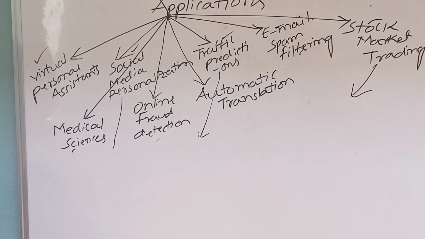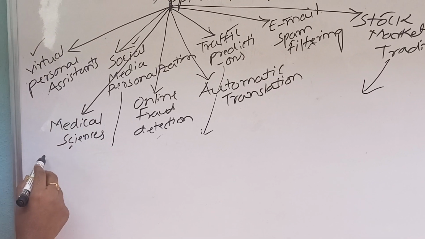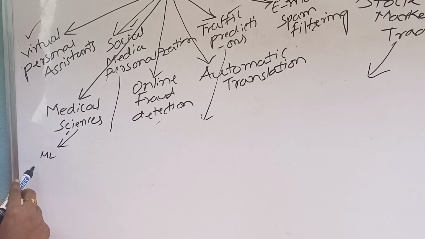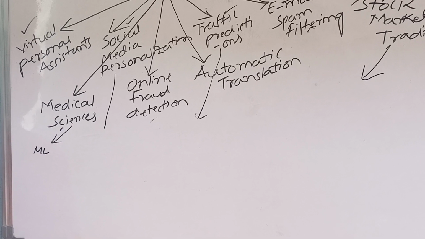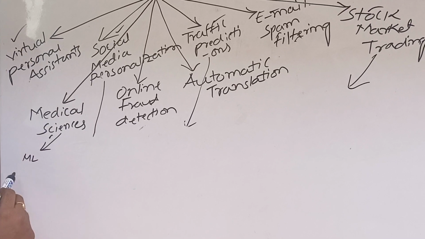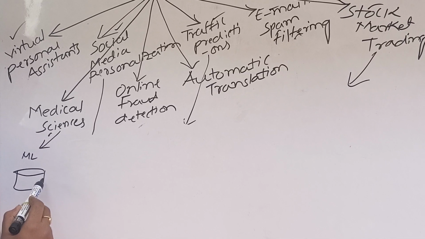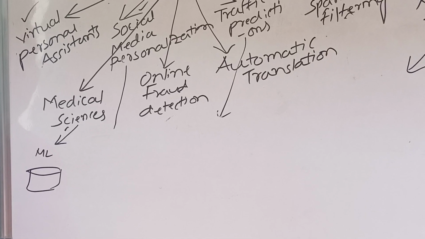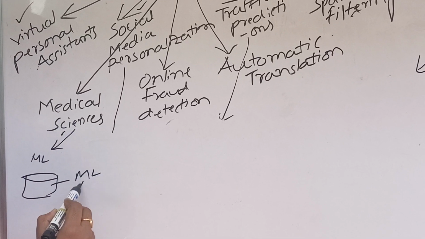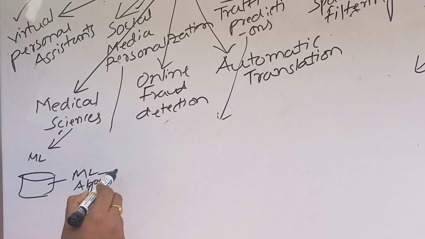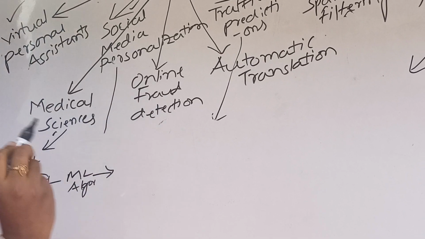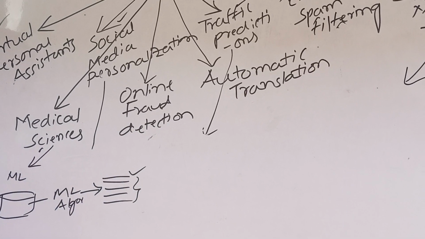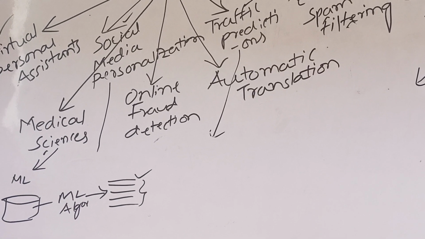Medical sciences. Machine learning is very useful in medical sciences because thousands and thousands of lakhs of patients' data are stored in hospital databases. A single human being cannot analyze this data. So by using a machine learning algorithm, it gives some features so that we can make predictions on it.